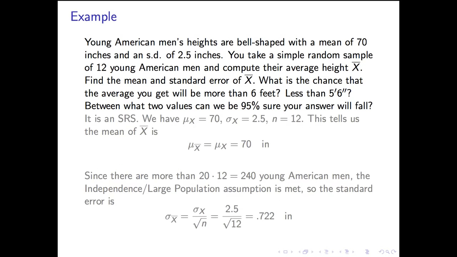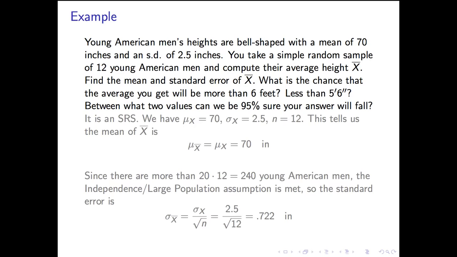I'm going to illustrate that. We're going to do a few examples together, and you'll start to see how using the 0-15-40 rule works, in fact, how using all the assumptions works. So back to our first example. Young American men's heights, bell-shaped, mean of 70, standard deviation 2.5. You take a simple random sample of 12 young American men, and you compute their average height, x bar.